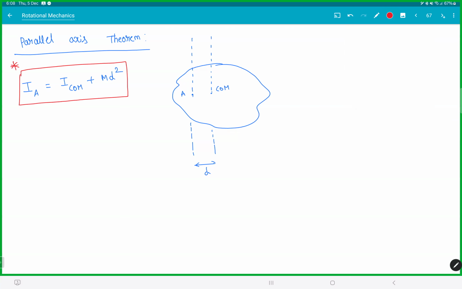Straightforward thing. Now here, few things you have to be careful about. First thing, the axis passing through A and the center of mass must be parallel. You can't take any two random axes. Second thing, d is the distance between the parallel axes. That's why it's called the parallel axis theorem.